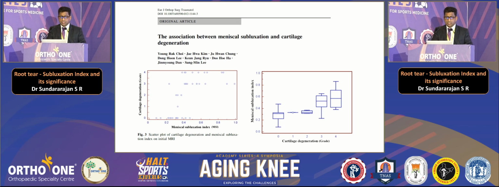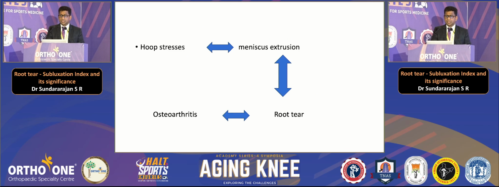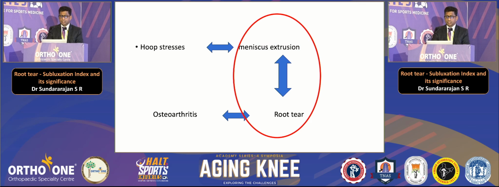You can also see this diagram. Whenever the meniscal subluxation or extrusion is more, it is correlated with more osteoarthritis. That means that when the grade of arthritis increases, the meniscal subluxation also increases. The hoop stresses, as I already discussed, can cause a meniscal extrusion, which again puts more stress, resulting in a root tear and then cartilage degeneration. Or sometimes cartilage degeneration happens first, then osteoarthritis develops, and then it can go on to a root tear. So it is always very difficult to say which started first.